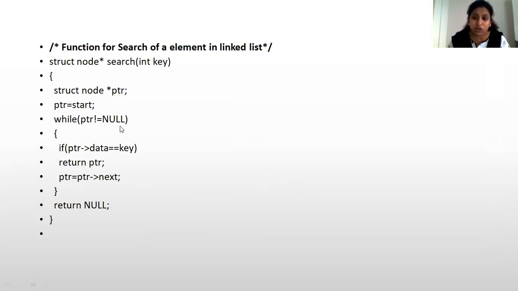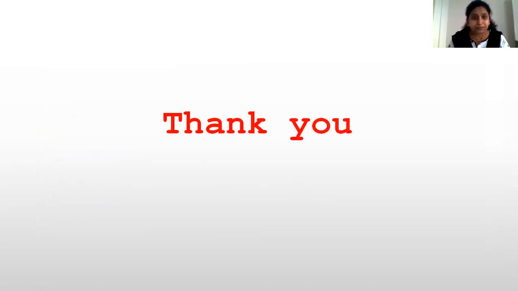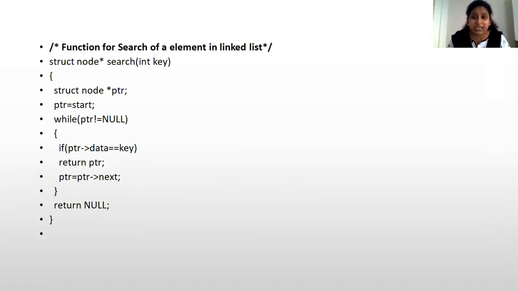We are going to check whether your pointer is equal to null or not. If pointer of data is equal to key, then we return that pointer value and change the pointer to its pointer of next. So that we delete that particular node in our list, right? So these are nothing but the operations of our single linked list, and I want to show now how your single linked list will work.